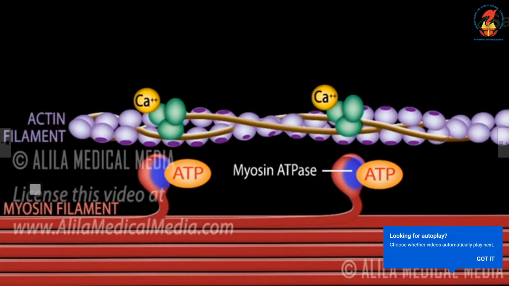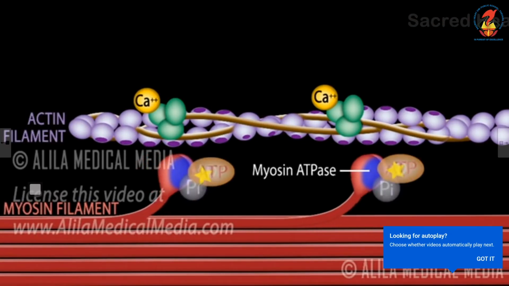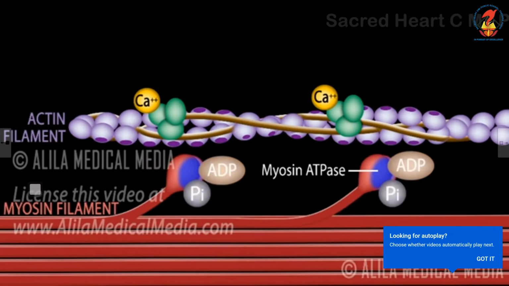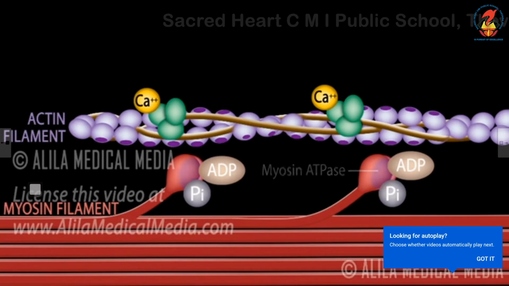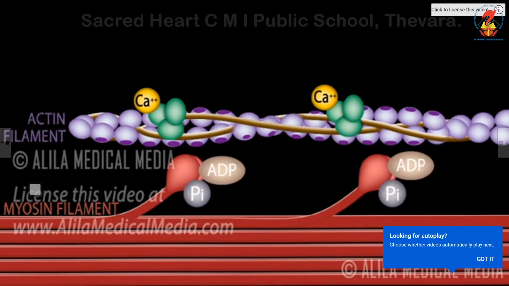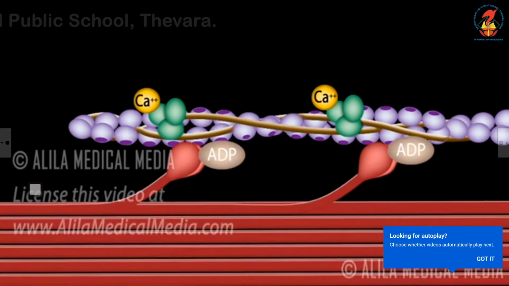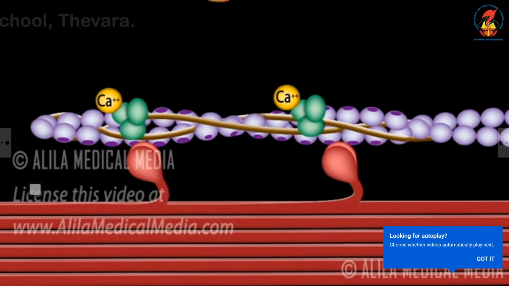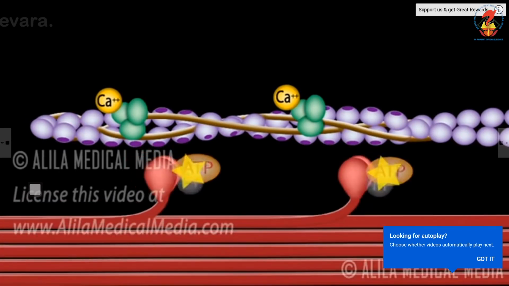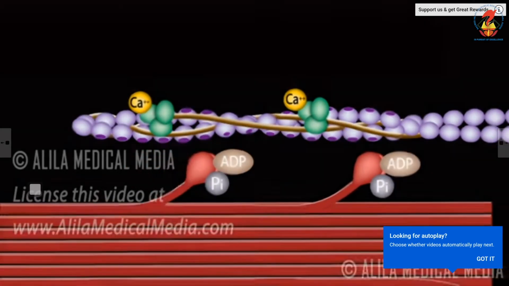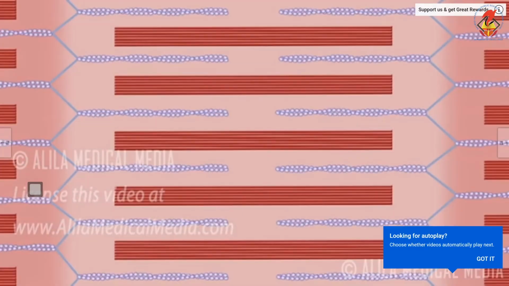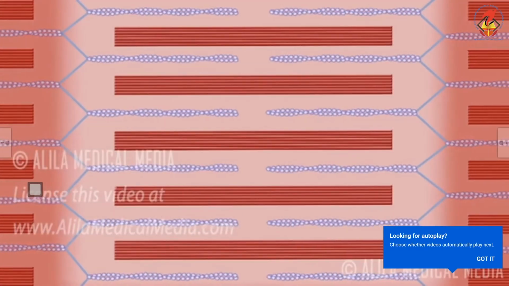It hydrolyzes to form ADP and P, and the energy that is released is stored in the myosin head. This energy is utilized to fit into the exposed sites on the actin, and ADP and the P, the products of hydrolysis, are released. Cross bridges pull the actin, a new ATP binds, and the cycle of events continues. So, this is how the actin filaments slide over the myosin filaments.